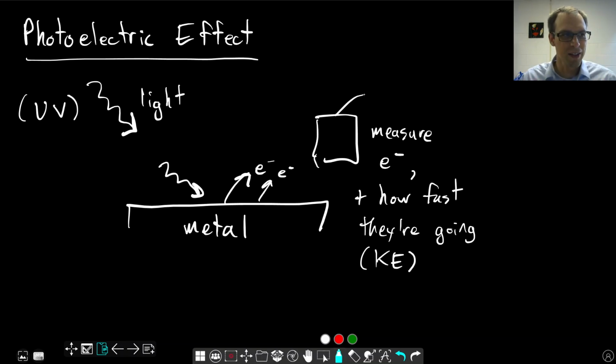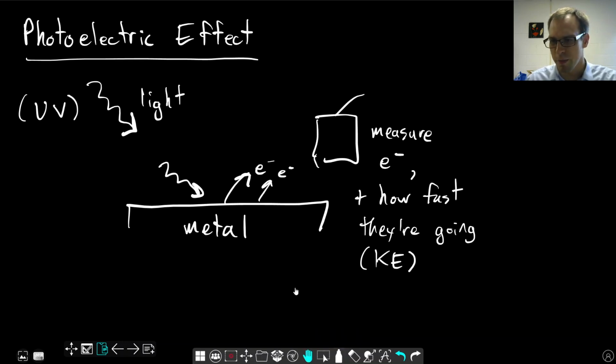If we shine light, which we now know comes in these little chunks, which we'll talk about in a second, on a metal, it will sometimes make electrons come off of that metal, and then we can measure how fast they're going. But again, classical physics couldn't explain how this worked, or the properties that it had.